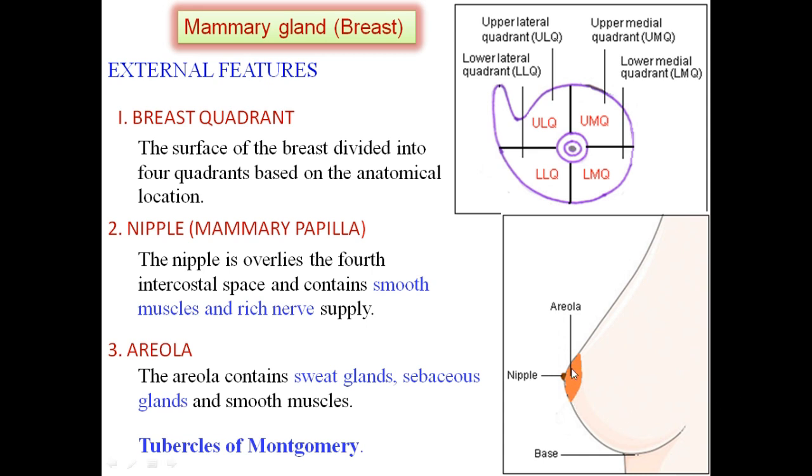A small dark pigmented area encircling the nipple is called the areola. The areola contains sweat glands, sebaceous glands and smooth muscles. During pregnancy these sweat glands and sebaceous glands look like tubercles over the areola, and this condition is called the tubercles of Montgomery. You can see the tubercles of Montgomery.